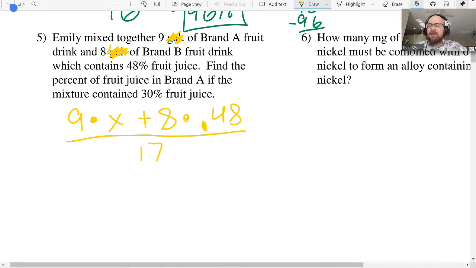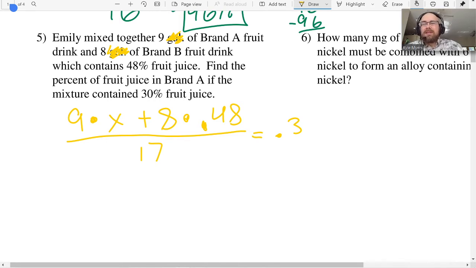Okay, so we can't actually figure out what this is right now because it has an x in it. But remember, the total is the amount of stuff. It's the amount out of the total that's going to tell us how much the blend is. Find the percent of fruit juice in brand A if the mixture contained 30% fruit juice. So it'd be 0.3. Remember, don't use percents, use decimals. So 30%, which is 0.3. So that means it's equal to 0.3.